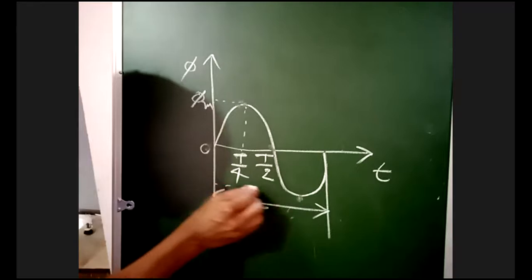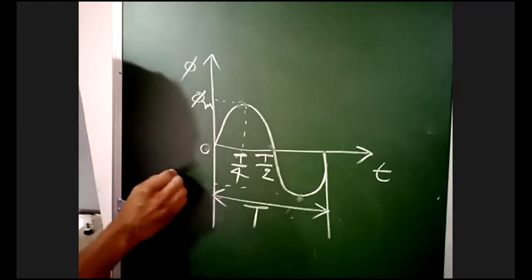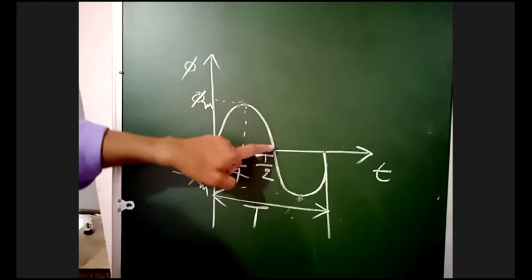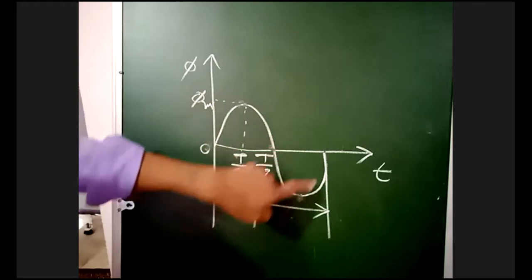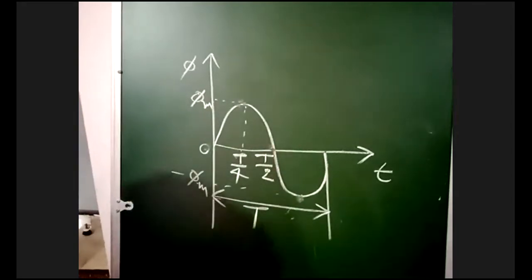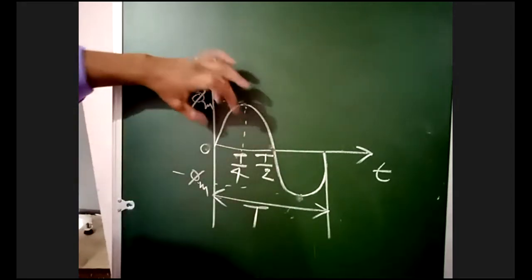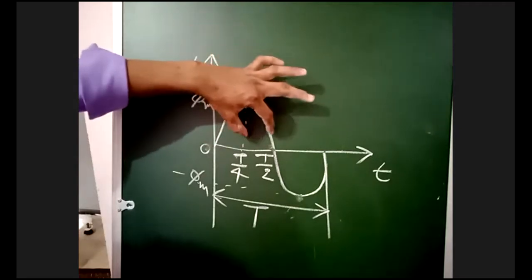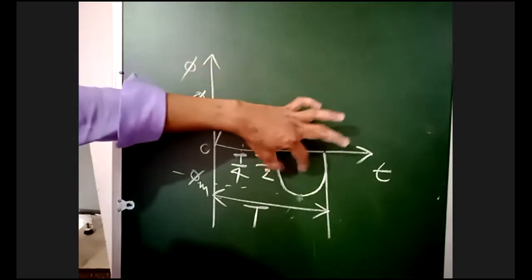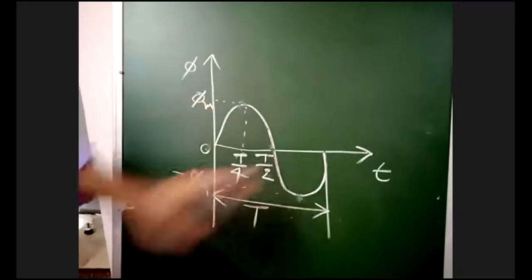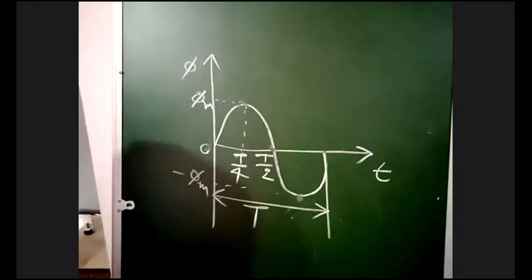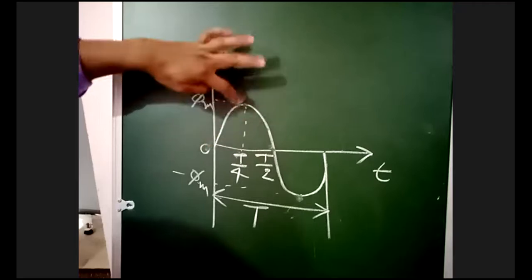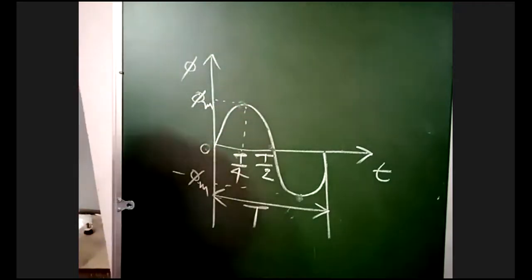This is minus phi m. So it goes 0 to maximum, maximum to 0, 0 to negative maximum, and back to 0. I will take only one variation from 0 to maximum. This is the second variation, this will be the third variation, this is the fourth variation. 4 variations are there which are symmetrical. I will take only one symmetrical part, from 0 to T/4, 0 to maximum.